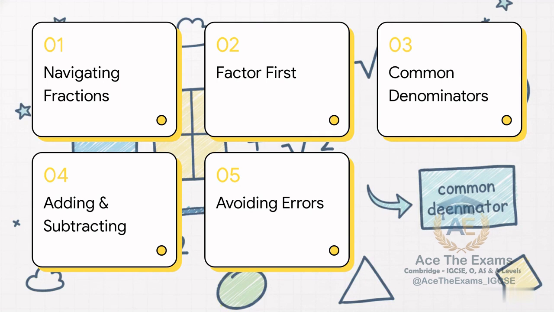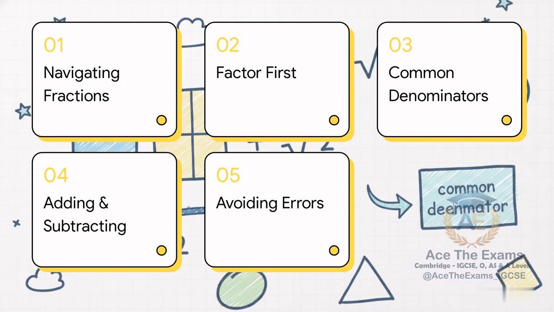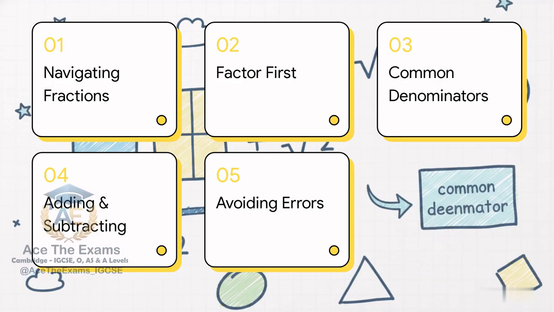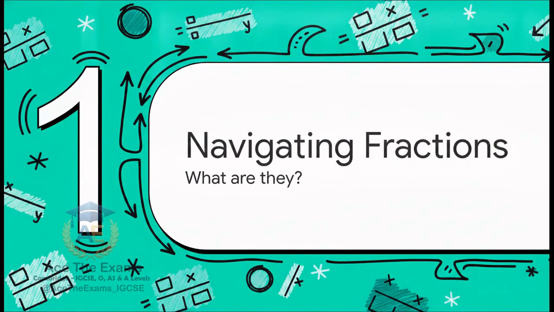Here's our quick roadmap for today. First, navigating algebraic fractions. Then, simplifying by factoring first. Third, finding common denominators. Fourth, adding and subtracting. And finally, avoiding common errors. Let's jump right in. Section 1, navigating algebraic fractions.